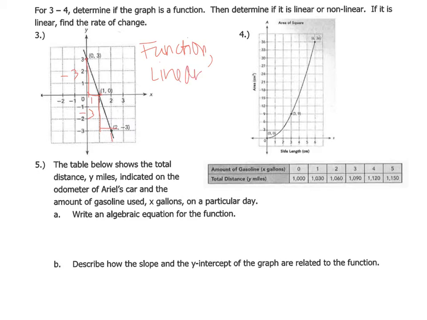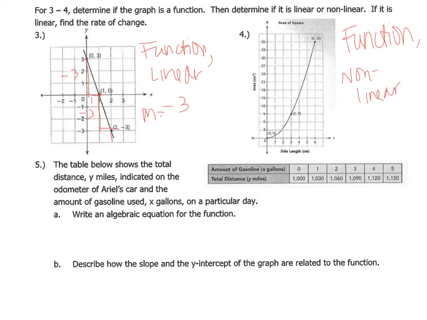Let's look at number 4. It will pass any kind of vertical line test, so it is a function. But if you look at that, is that a straight line? No. So it's nonlinear. And if it is linear, you have to find the rate of change. Well, the rate of change is -3. So our m is -3 for number 3.